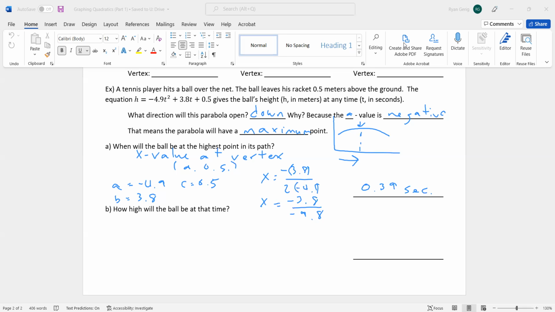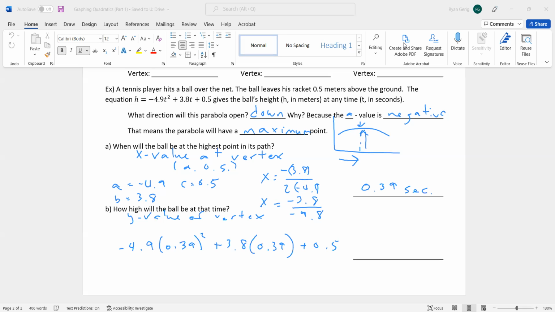its highest point. How high will the ball be at that time? So now we're looking for the y value of the vertex. So all we need to do there is just plug it in. Like I said, the exact same thing we did in the previous three problems. So it's going to be a little bit nastier here. So negative 4.9 times 0.39 squared plus 3.8 times 0.39 plus 0.5.